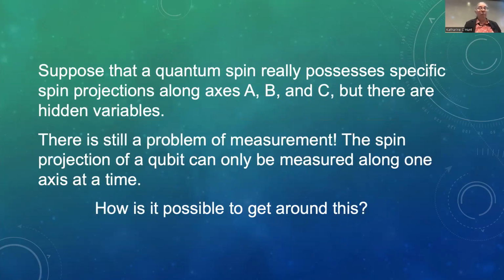So we suppose that a quantum spin might really possess specific projections along 3 different axes at the same time for its spin. But suppose there are hidden variables. We'd like to test the inequalities in that case. So there's still a problem of measurement, which is that you can only measure the spin along one axis at one time for a given qubit.